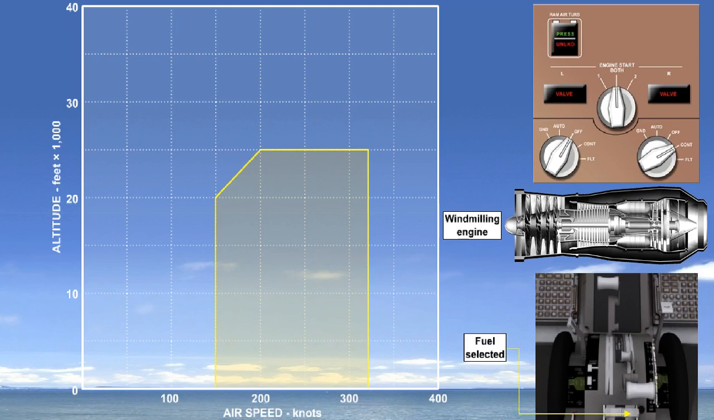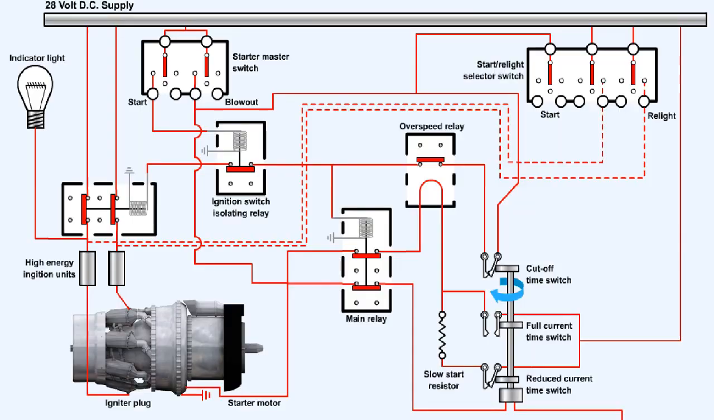All that is then required is the opening of the high-pressure fuel cock to deliver a fuel supply, and operation of the ignition system to add the final ingredient, a spark. Operation of the ignition system to supply the spark is achieved by selection of the relight switch. The electrical power to the relight ignition circuit functions independently from that which feeds the normal start circuit.